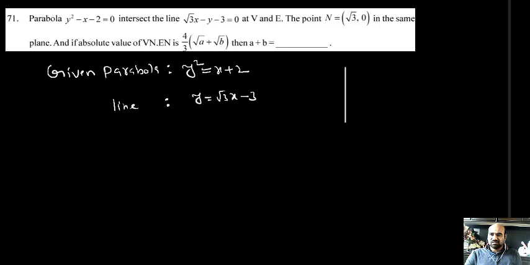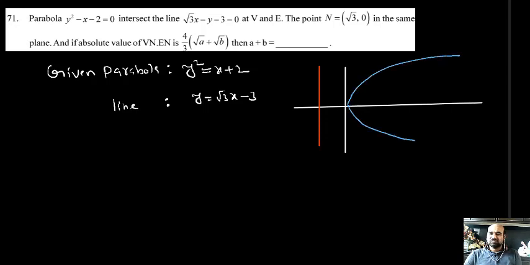Listen, this is, these two are two mutually perpendicular lines. So this is, I can say, the directrix of the parabola. This is our parabola. Observe, the given parabola equation is quadratic in y and linear in x, which means the axis is parallel to the x-axis. Assume that this is the x-axis.